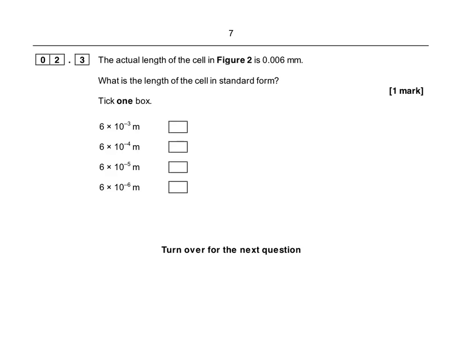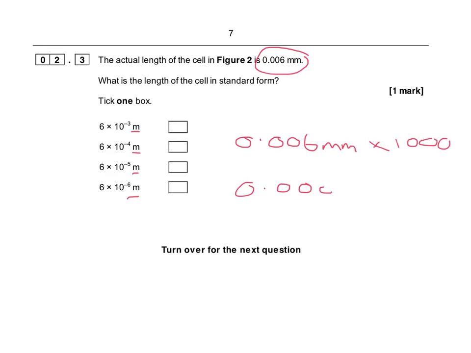Question 2.3 is a tricky maths question. You've got to convert this into standard form, but interestingly, all the standard form answers are written in metres. So the first thing we have to do is to convert 0.006 millimetres into metres. We do that by timesing by 1,000. If I times that by 1,000, I get this. And then to convert that into standard form, I have to work out how many places I need to move the point. So 1, 2, 3, 4, 5, 6. So that's going to give me 6 times 10 to the minus 6 metres.